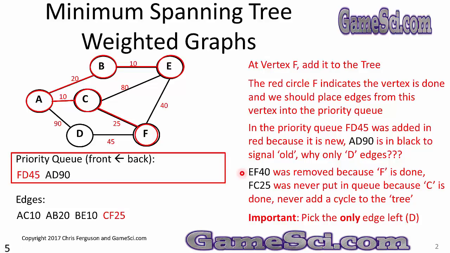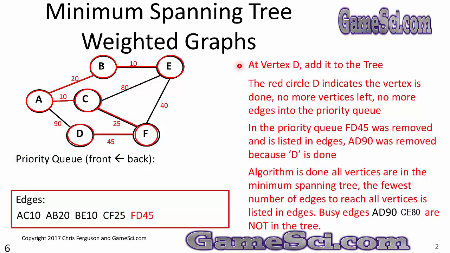EF40 was removed because F is done. FC25 was never put in the queue because C is done. Never add a cycle to the tree. Important to pick the only edge left, which is D. Also look at our list of edges. AC10, AB20, BE10, CF25. These are all the edges that we use to add a new vertex to the tree.